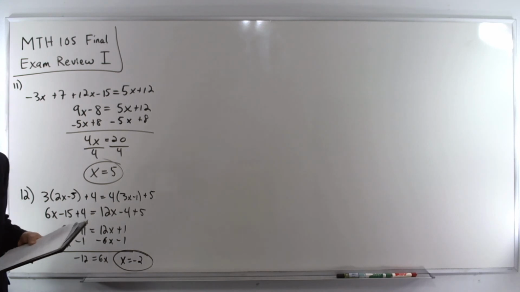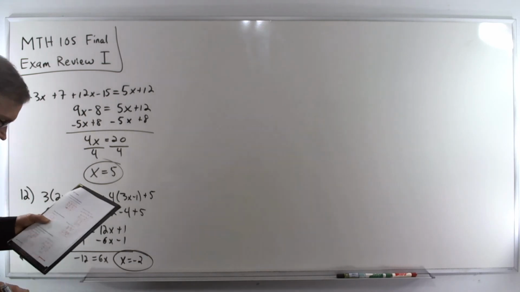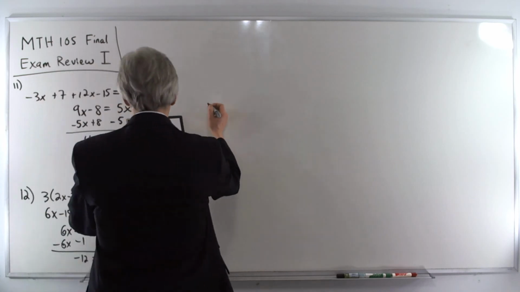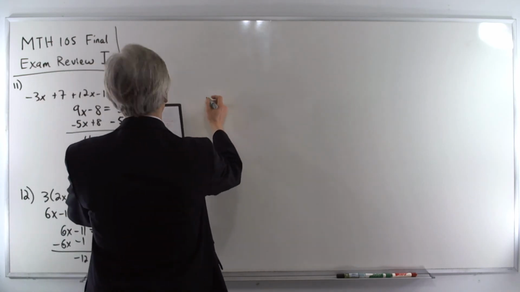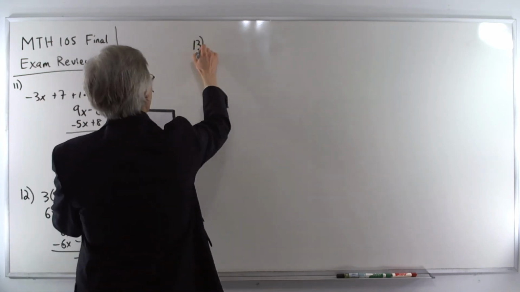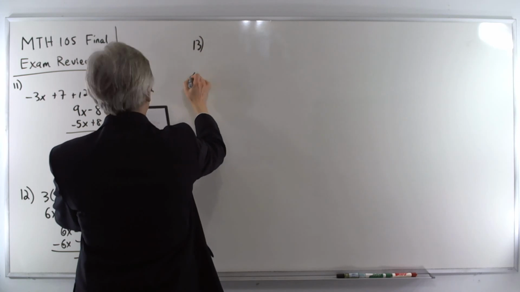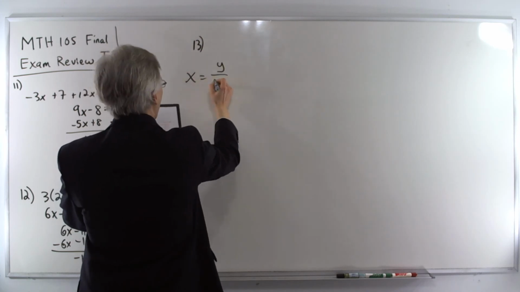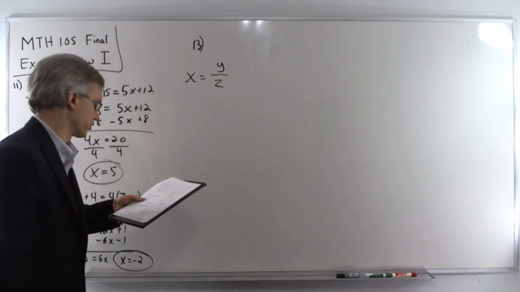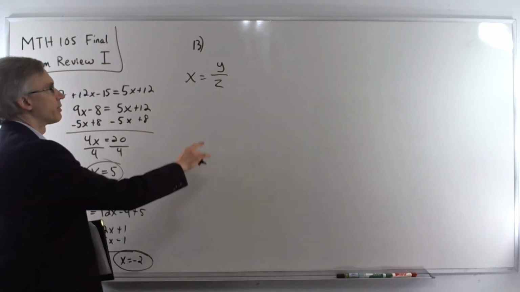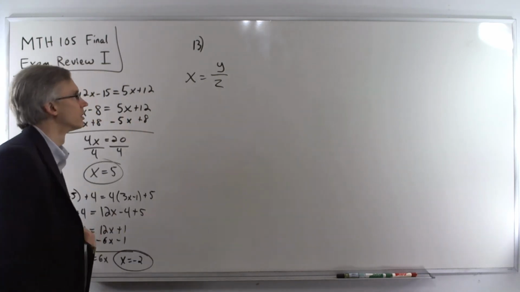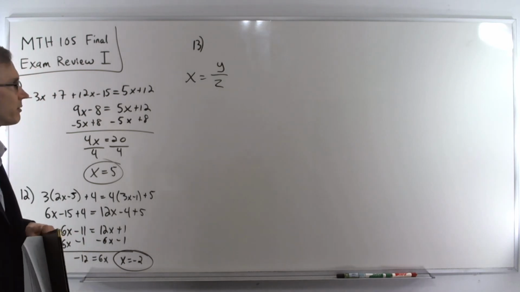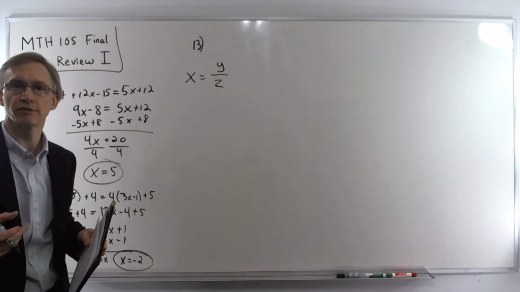Next problem type is solving literal equations. These are equations with more than one variable. For 13, we're going to do x equals y over z. And we're going to solve this for z. That means getting z by itself on one side of the equation. Well, in this case, we got z in the denominator, which is usually much more difficult to solve for.